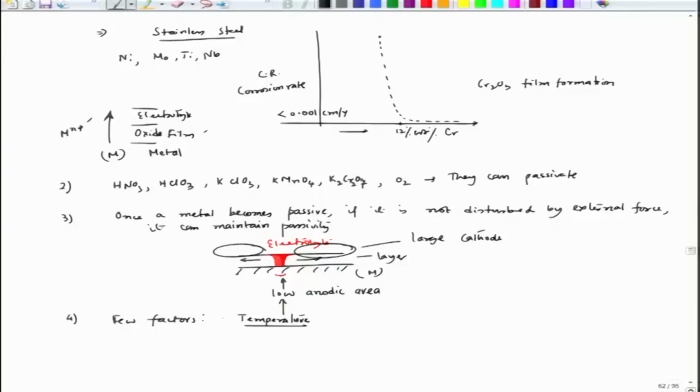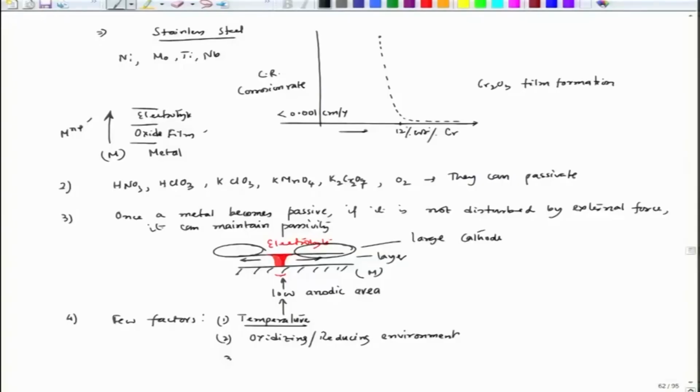And then, oxidizing or reducing environment. So, of course, if it is oxidizing, that environment has got oxidizing power. In many cases it can increase the corrosion rate. For example, if we add an oxidant like FeCl3 in HCl, the corrosion rate of zinc increases many-fold.